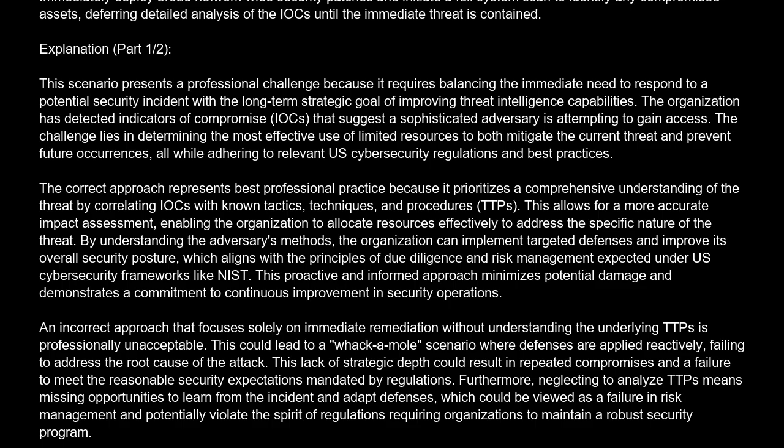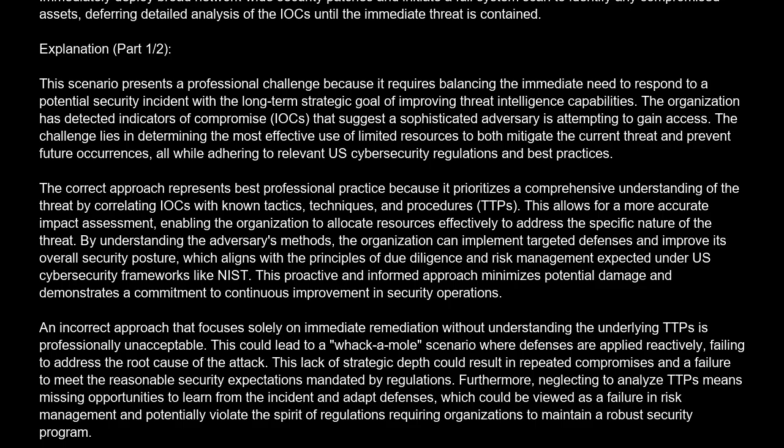Explanation. This scenario presents a professional challenge because it requires balancing the immediate need to respond to a potential security incident with the long-term strategic goal of improving threat intelligence capabilities. The organization has detected indicators of compromise (IOC) that suggest a sophisticated adversary is attempting to gain access. The challenge lies in determining the most effective use of limited resources to both mitigate the current threat and prevent future occurrences, all while adhering to relevant U.S. cybersecurity regulations and best practices.